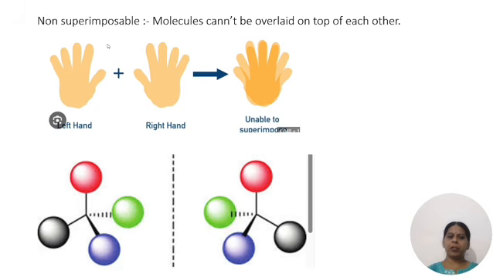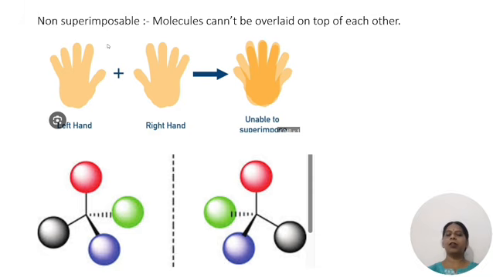Now, what is meant by non-superimposable? The molecules cannot be overlaid on top of each other. Here some pictures are given, the left hand and the right hand. Just take a left hand and try to place it above the right hand. Will all the fingers match, without turning the hand? Take one hand like this, and this is another hand, and place this hand on top of this hand. Will they match? No, all the fingers will not match. So the molecules cannot be overlaid on top of each other.